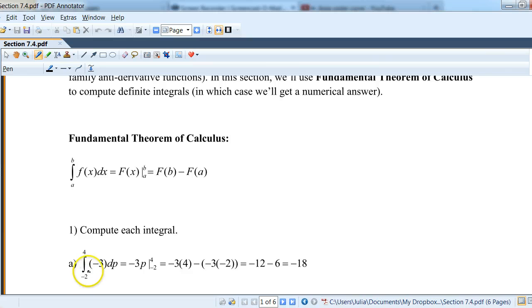Say we had the integral from -2 to 4 of -3 dp. So -3 is your function and p is your variable. That equals -3p. Recall, if you increase the exponent by 1, you get p, and we evaluate it from -2 to 4. We plug in 4 first, the upper limit first, so -3 times 4, minus, be very careful with negatives in this section, -3 times -2. So what do we get? We get -12, and here we have 3 negatives, so you'll have -12 minus 6.